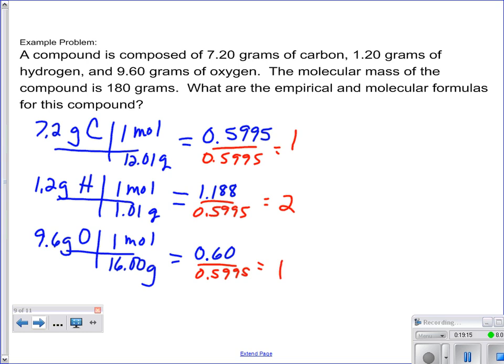I think in the calculator it ends up being something like 1.0008. So yeah, that's 1. It's going to be equal to 1. Just trying to find those whole numbers. So that tells us that our empirical formula must be 1 carbon, 2 hydrogens, and 1 oxygen. So there's our empirical formula.